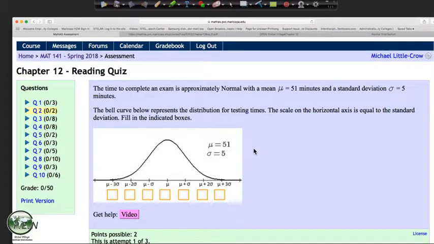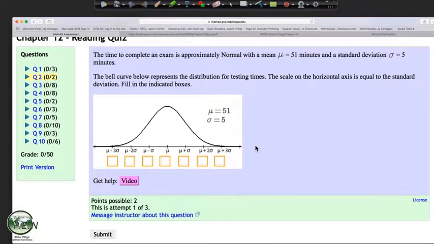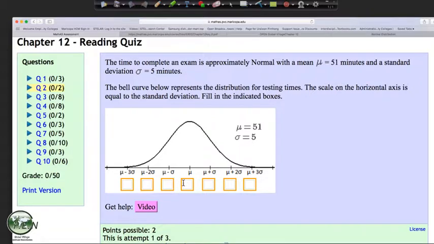Okay. And actually, go one more step. Okay. So for these ones, what we're going to be asked to do: the time to complete an exam is approximately normal with a mean of 51 minutes and a standard deviation of 5 minutes. Okay, so we've got these two numbers.